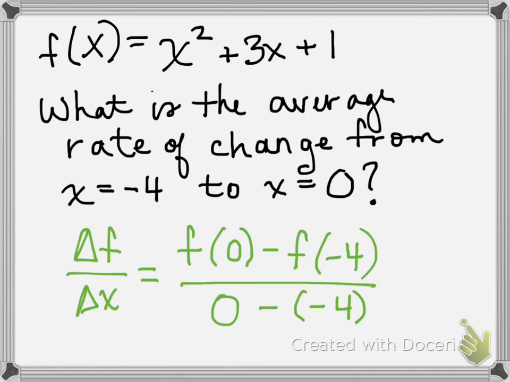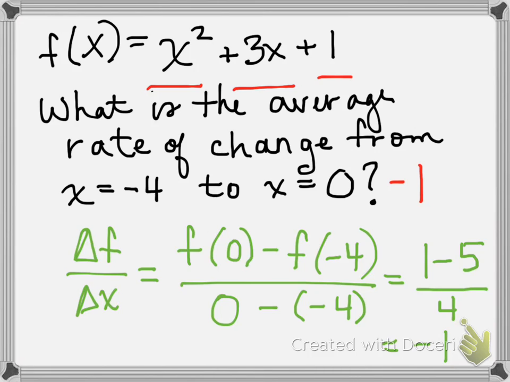Okay, so let's compute each of these. We're actually going to evaluate f at 0. So f of 0 should be 0 squared plus 3 times 0 plus 1, which should give us 1. And f of -4 should be -4 squared, which is 16, plus 3 times -4, which is -12, plus 1, and that should give us 5. So we get 1 minus 5 divided by 4. That denominator simplifies to 4, and we get -1. So our average rate of change from -4 to 0 is -1.